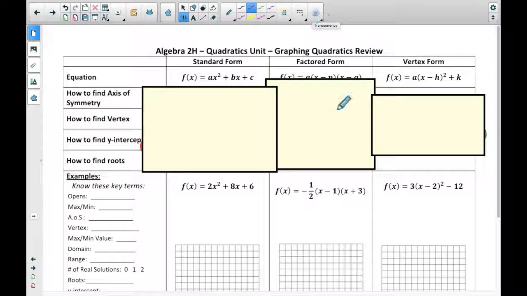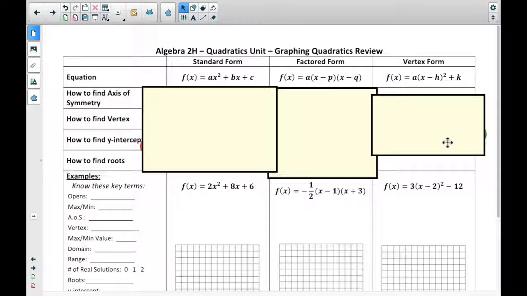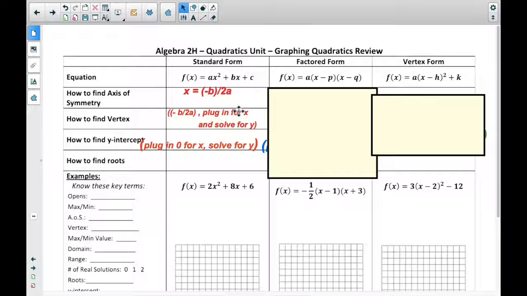Hi guys, this video today is going to cover a review of graphing quadratics. Anything that you need to know about graphing quadratics, I'm going to try to cover here in this video. So we have the three different forms, standard form, factored form, and vertex form, and I'm going to work my way through and hopefully explain everything you need to know for each form. So let's start off with standard form.